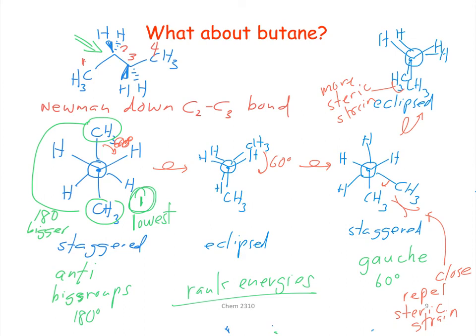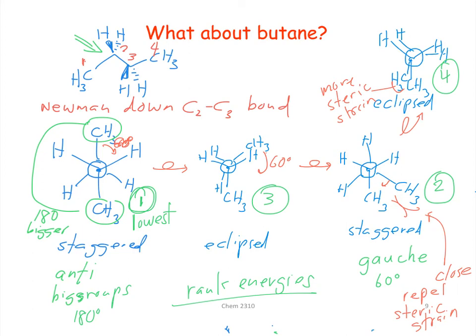Okay? So that's going to be the lowest. The other staggered is next. Which do you think would be third? The first eclipse, this middle one, right? Because those are eclipsed, but at least the methyl groups are farther apart, right? And the worst scenario is this one up here, right? Because we push the bigger groups closer together.